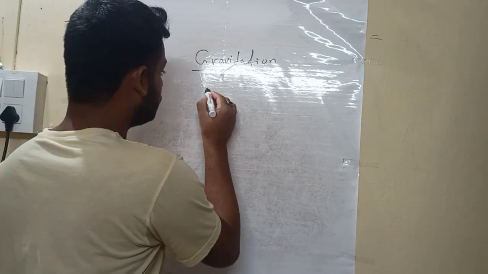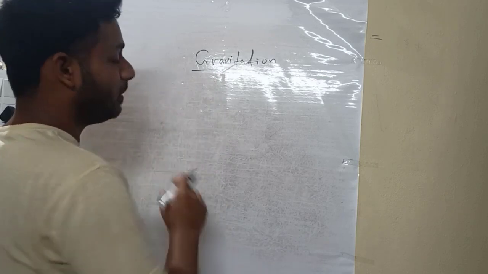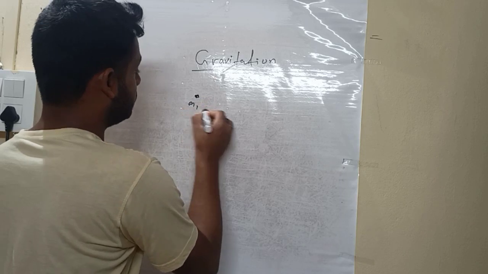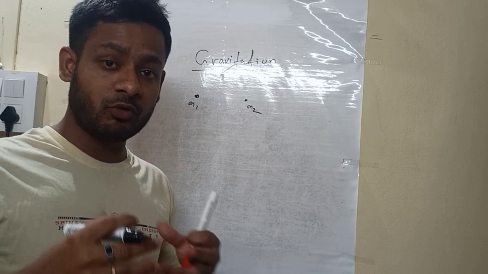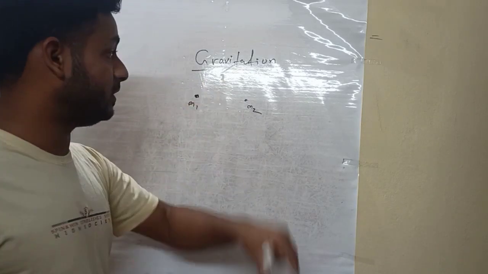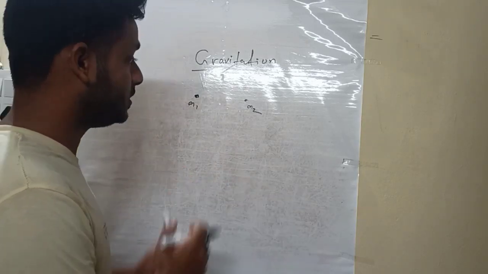Okay. Suppose this is mass m1, and we consider point masses, this is m1 and this is m2. There is one force of attraction between the two bodies. That is called gravitation. There is no repulsive force.